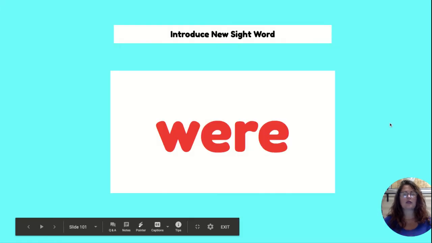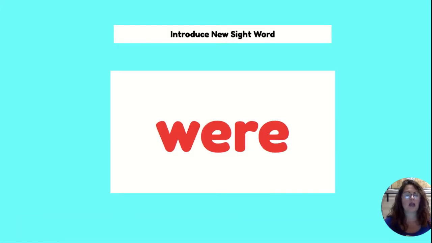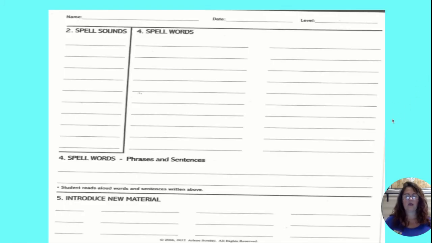Now we're going to next new sight word, were. Can you say were? Okay, now you're going to trace this saying the letters while looking at the card. W-E-R-E, were. W-E-R-E, were. W-E-R-E, were. And then write this word 3 times.